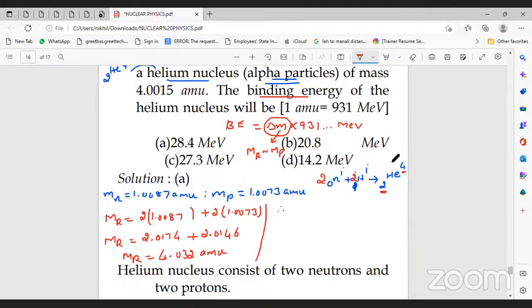Therefore, in the product, we have a helium nucleus. So delta M is nothing but mass of the reactant minus mass of the product. Mass of the reactant is 4.032 minus mass of the alpha particle, which is 4.0015. If you take that, you'll get 0.0305.